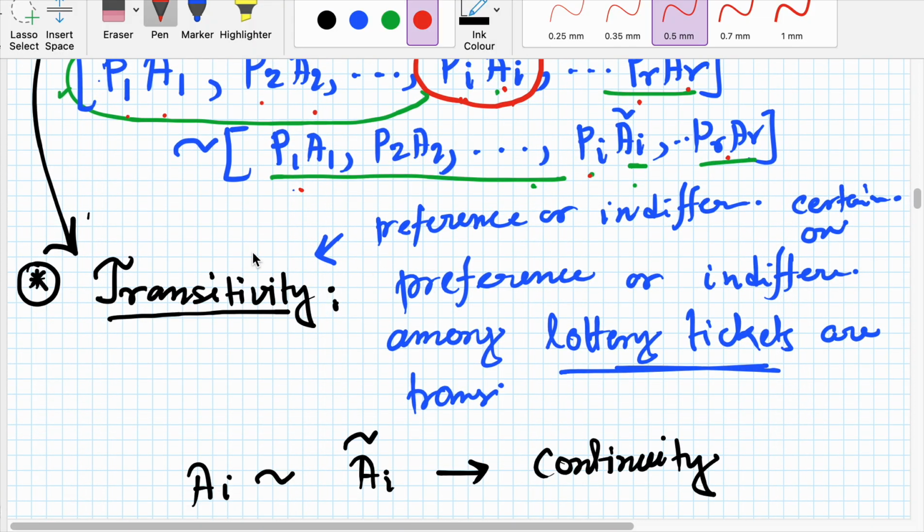Then comes transitivity. Here transitivity is nothing but the same concept as we presented in the case of transitivity for decision making under certainty.